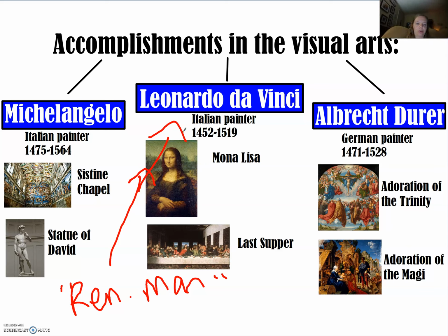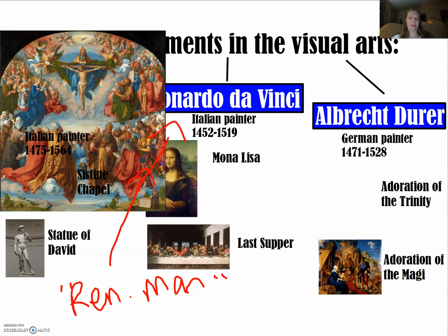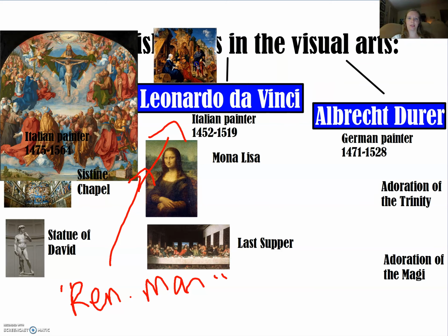The other is Albrecht Dürer, who is responsible for these two, the Adoration of the Trinity and the Adoration of the Magi. Dürer is German, and the thing about it is that it's because he's in part of what's called the Northern Renaissance, because he's not in Italy, right? He's in the northern sections of Europe.